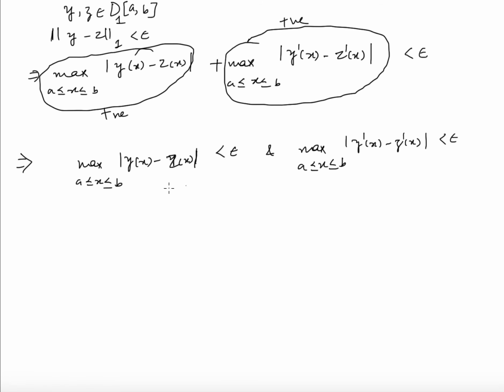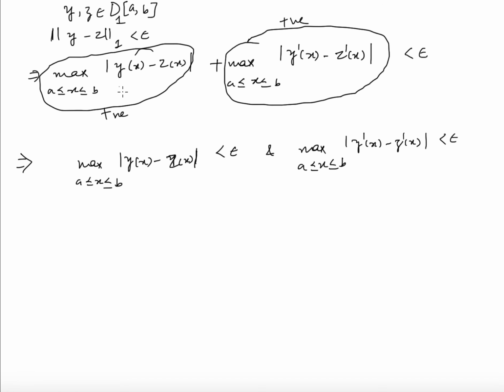So basically, in this space we have two conditions for the functions to be close. Not only should the functional values be close, their derivatives should also be close. The values of their derivatives should also be close in that interval for the functions to be close in this particular space, where the norm is defined like this.